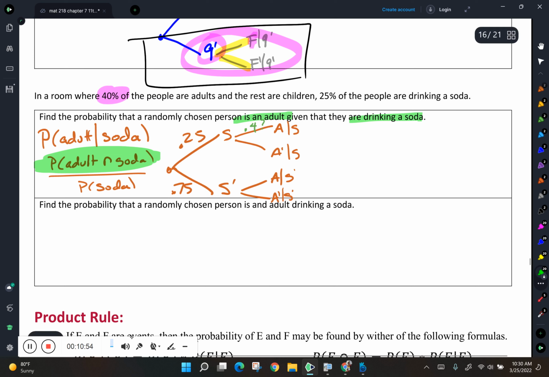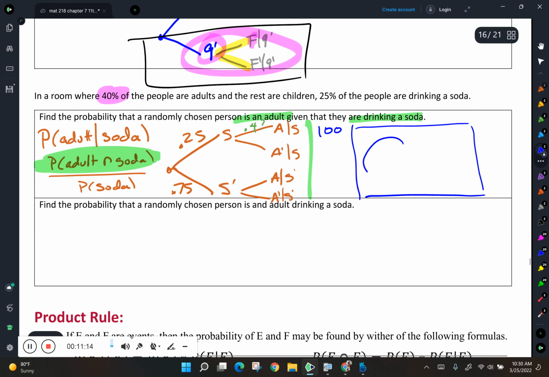Okay, since this formula one isn't working for me, and since I'm not sure I feel comfortable with this tree diagram, I'm going to go to numbers. So let's just pretend for a minute that there were 100 people in this room, right? That would mean that if I make this set be the adults, the number of people there needs to be 40. And if I make this set be the soda drinkers, then the number of people in that set needs to be 25.